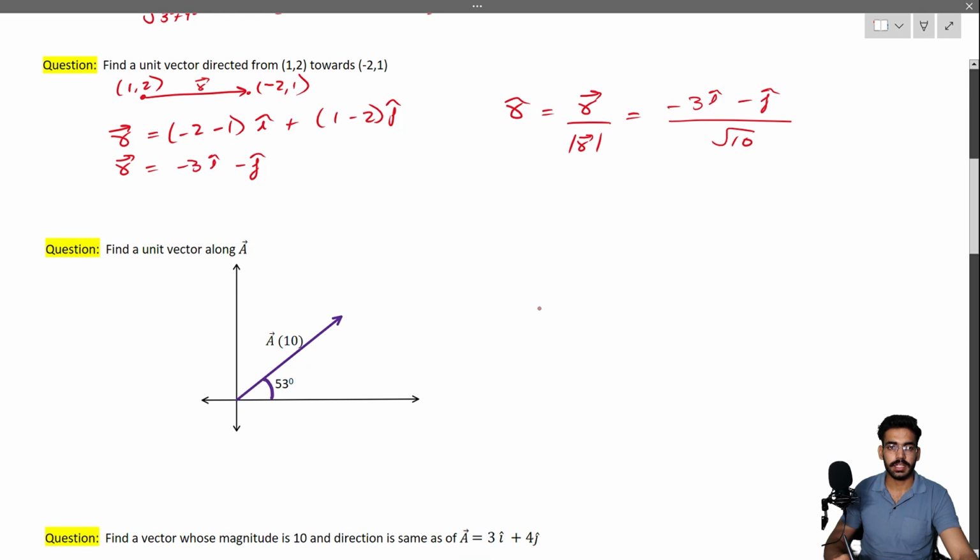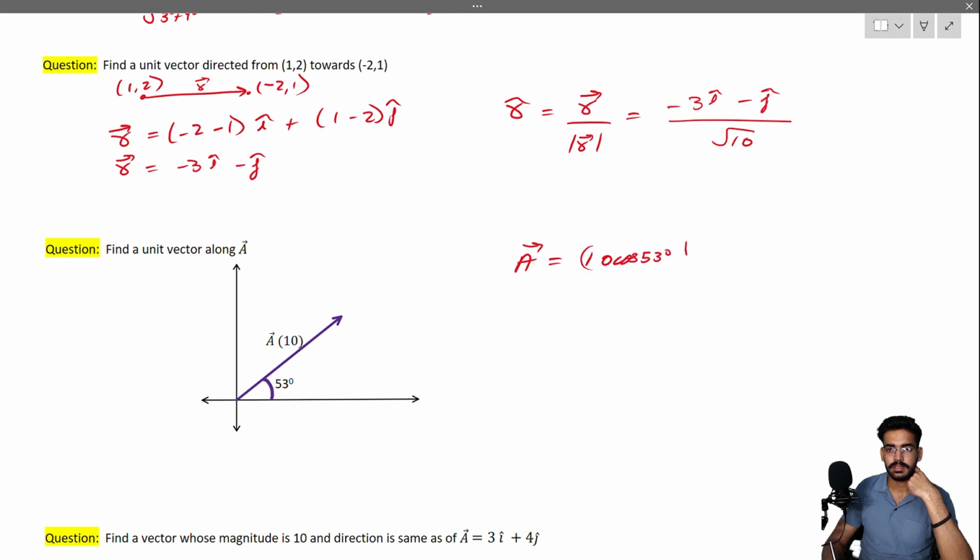Next question, find a unit vector along a vector. Okay, a vector, unit vector we have to find out. So first just find out the a vector. What is the a vector? 10 cos 53 i cap.